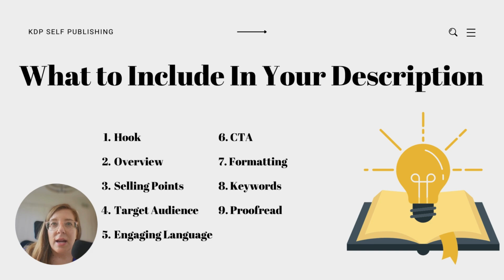Number 7, we have formatting. So keep the description concise, ideally around 150 to 300 words. You don't want to get overwhelmed with your description. You want it to create curiosity and foreshadow what is to come when they start reading the book. But you also don't want to overdo it.